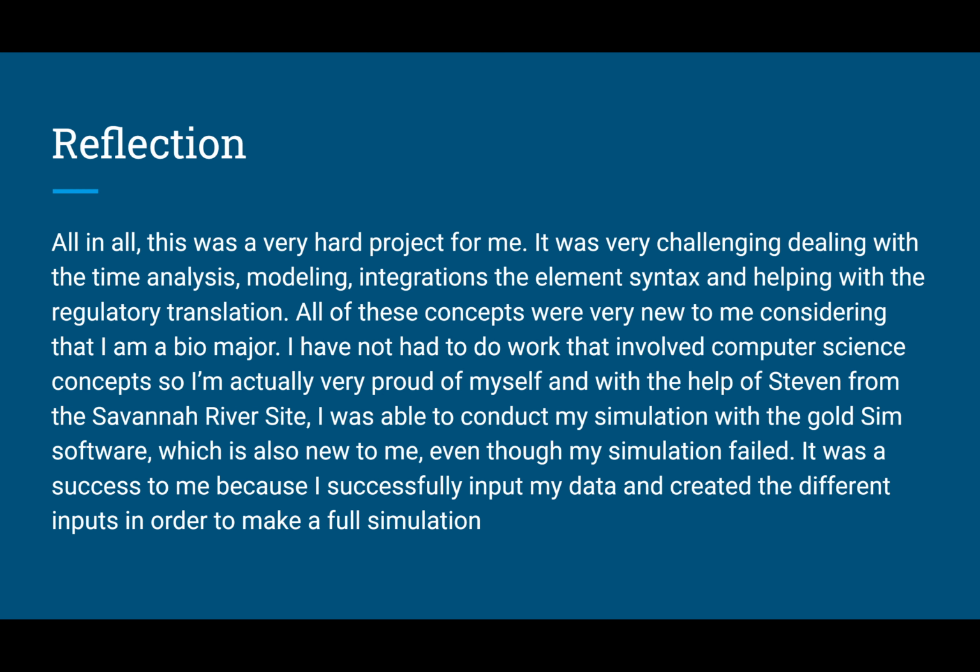Lastly, my reflection. All in all, I would say this was a very hard project for me. It was very challenging dealing with the time analysis, modeling, integrations, and the element syntax for helping regulatory translations. All of these concepts were very new to me, considering that I'm a bio major. I have not had to do a lot of work that involved computer science concepts, so I'm actually very proud of myself. And with the help of Steven from the Savannah Riverside, I was able to conduct my simulation with the GoldSim software, which is also new to me.